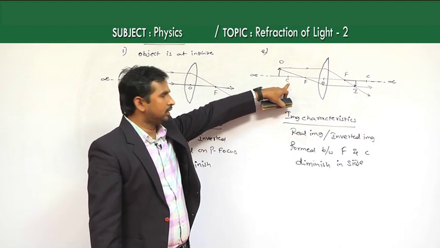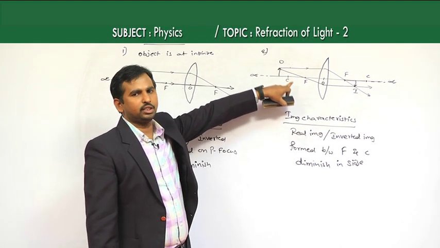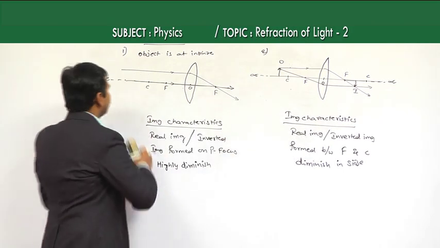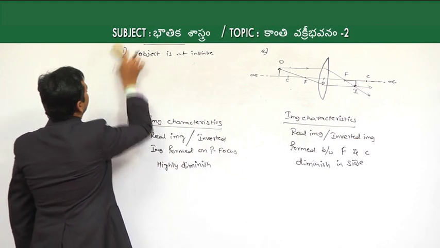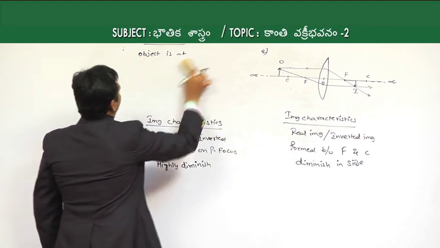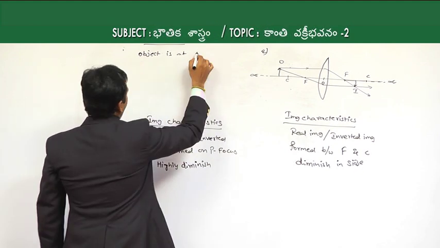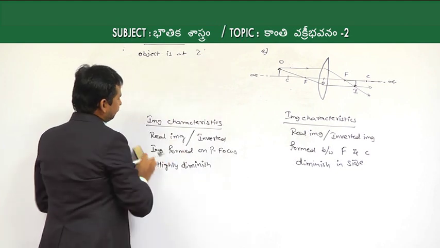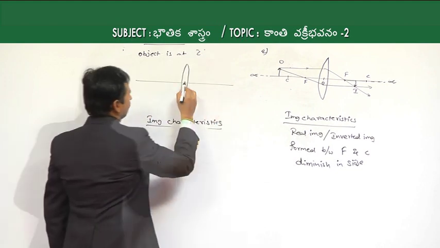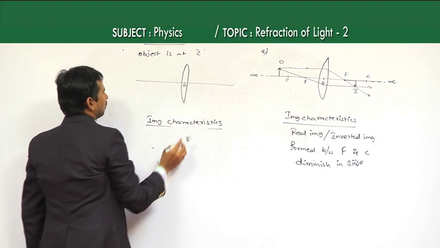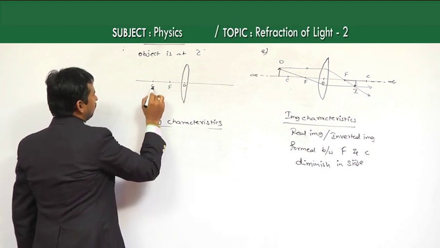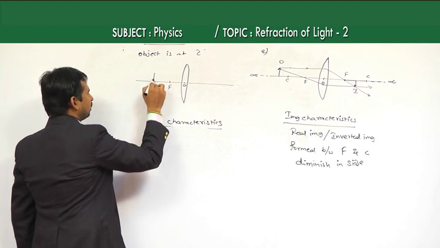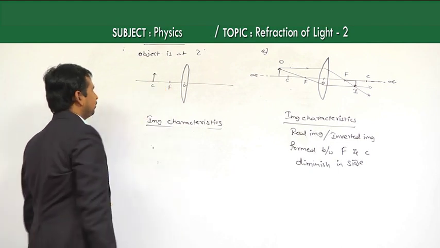Now, we are taking the third case where the object is placed on the center of curvature. Okay, the object is at the center of curvature, like this. Now, let us suppose this is F and this is C. Now, we are taking the object on the center of curvature.